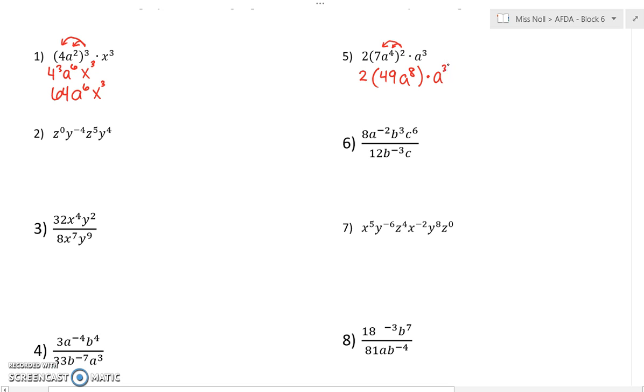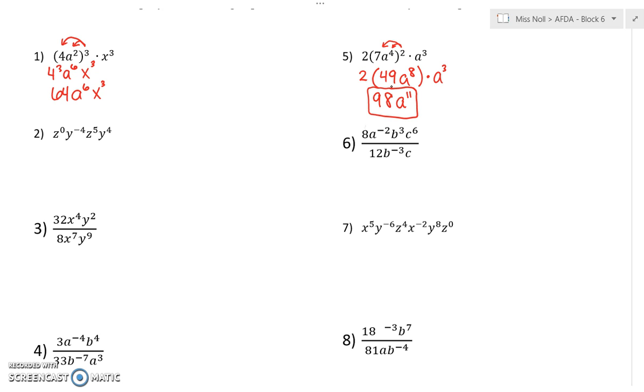So now is where I can multiply the 2 by the 49. So this gives me 98, and then I have a to the 8th times a cubed. When I multiply powers with the same base, I add the exponents, and so that becomes a to the 11th. And that would be my final answer. So do not, I repeat, do not do 2 times 7 and get 14a to the 8th. That would be incorrect, so just don't do that.